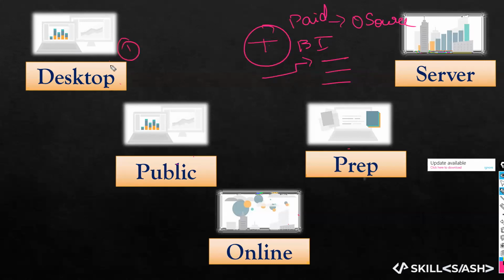Tableau has a first version called Desktop. So Tableau Desktop is a version of Tableau. See, you need to install the software, guys. Remember, all these are actually software. You need to install Tableau on your system as well. I'll show how to install it as well.